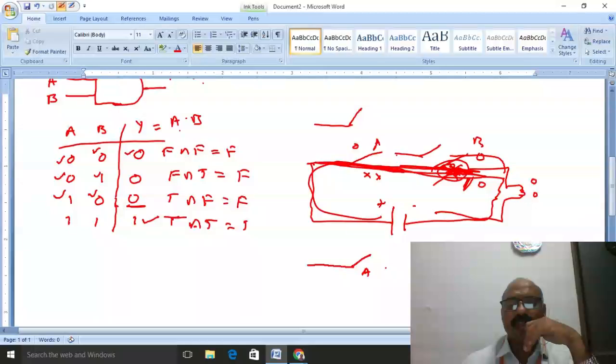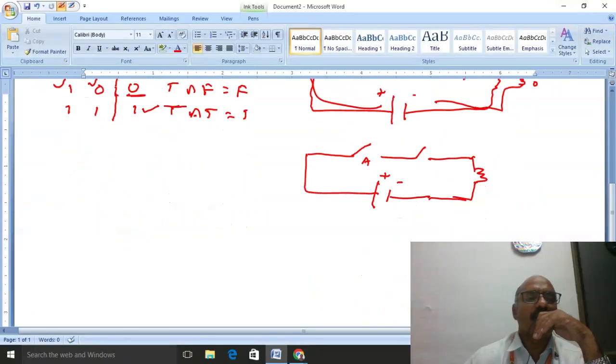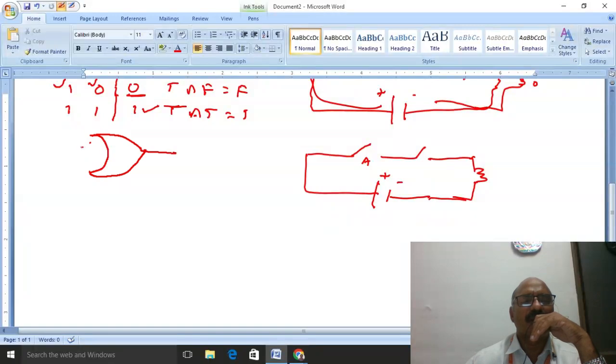This is A and this is B, and let us consider this is the battery, this positive and this negative, and I am going to attach a bulb here. This is the basic circuit. And again, in the same way we come to the OR gate. Let us consider the OR gate is also like that.